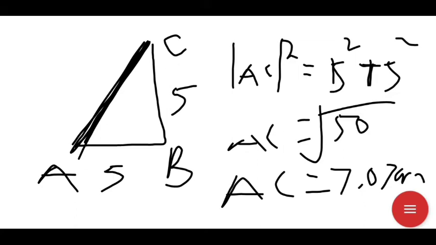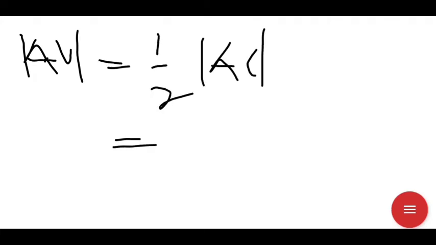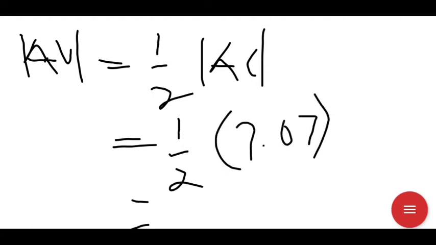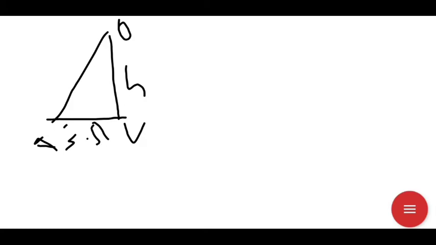But don't forget, line AV is half of line AC. So I will take the answer I got for AC, that's 7.07, and that should give us 3.54 centimeters. So after getting 3.54 centimeters, we can now go ahead and find the height of the pyramid. This is AV. This is the height. This was my X, so it's now 3.54, and this side is 5 centimeters.